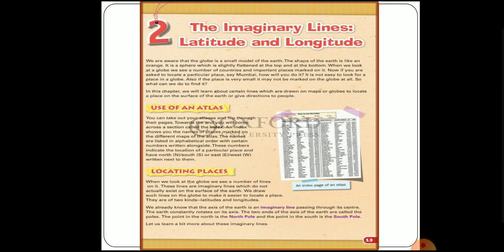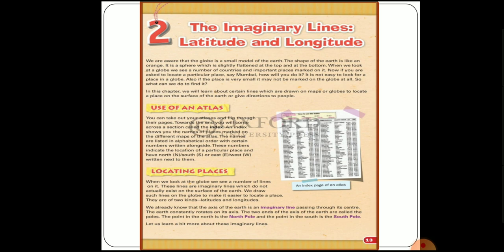So when we open the atlas, in the index there will be some names written, some countries' names, and the names will be written in alphabetical order with numbers. Some numbers must be written in front of them, and along with the number there will be N, S, or E, W written with the numbers. Now, how can we locate the places?